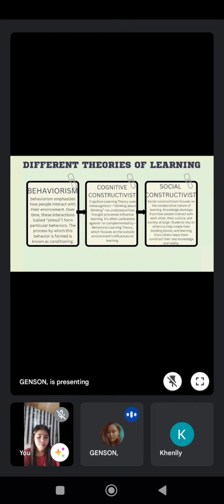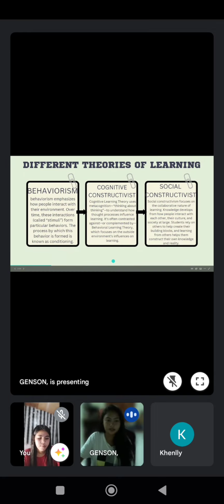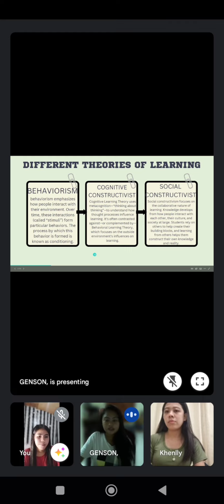Behaviorism. According to John Watson, who is largely seen as the father of behavioral psychology, though he never claimed to have founded the discipline, and according to Pavlov, Watson, and Skinner, behavior must be observable to conclude that learning was taking place. All behaviors are a product of the formula stimulus-response. So let's proceed to cognitive constructivism.